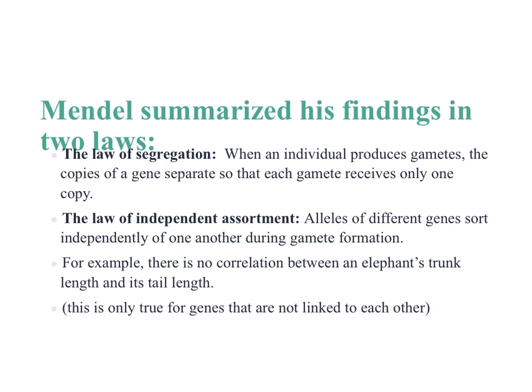His other law is called the law of independent assortment. Alleles of different genes sort independently of one another during gamete formation. So an example of this would mean there's no correlation between an elephant's trunk length and its tail length. So whatever genes control the trunk length are separate from the genes that control the tail length. Okay. So this is only true for genes that are not linked together. Later on at the end of this unit, we will talk about linked genes, and that'll change the law of independent assortment a little bit.